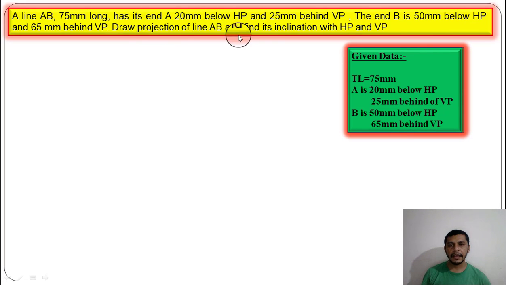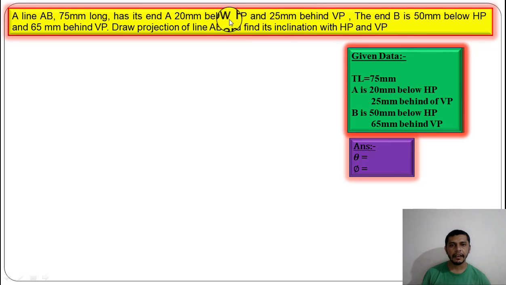Draw the projection of the line AB, that means we have to draw the plan and elevation of the line and find the inclination of the line with horizontal plane and vertical plane. That means we have to find theta and phi. So theta is the angle of inclination of the line with the horizontal plane, and phi is the angle of inclination of the line with the vertical plane. Now here we have changed some data. So in place of theta and phi we have given the locus of point B.